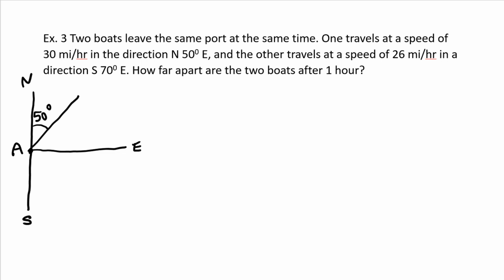And it travels for 1 hour at 30 miles per hour. So that tells us that that has traveled, and I'll call that distance B, 30. And the other boat starts at the same time, travels for 1 hour, but at 70 degrees bearing east from south, and it's going 26 miles per hour, but for 1 hour. So we know that that distance, I'll just pick C, is 26 miles.